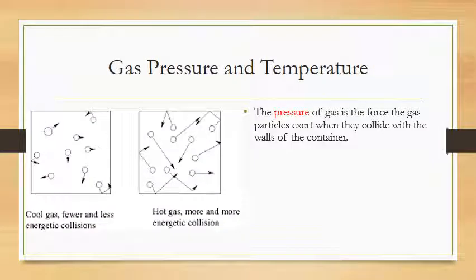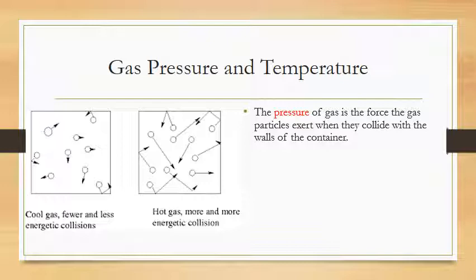So looking at gas, pressure, and temperature. The pressure of a gas is the force that the particles of gas exert when they collide with the walls of the container. A cool gas doesn't move very quickly. When you're cold, you don't really move that much, and there are fewer collisions. They don't collide that much. When you're not moving much, you're not really colliding.